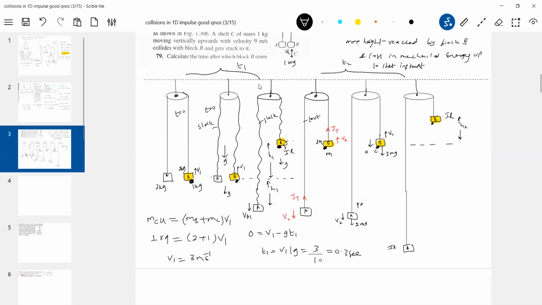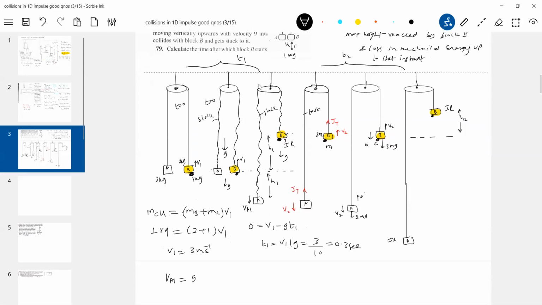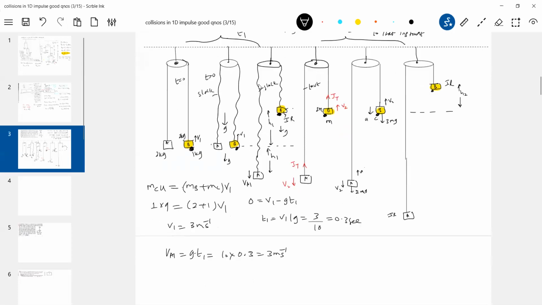So what should be the VA1? It will free fall, no? VA1 = g T1, 10 into 0.3 meter per second. So this is VA1. Can we calculate H1?